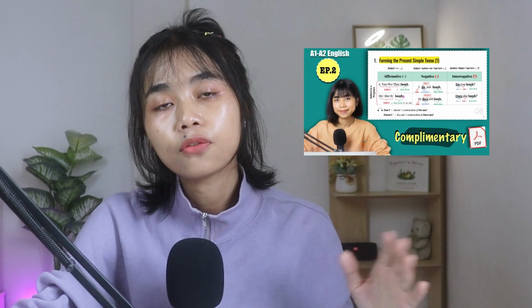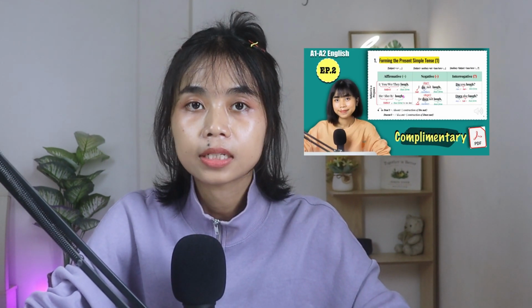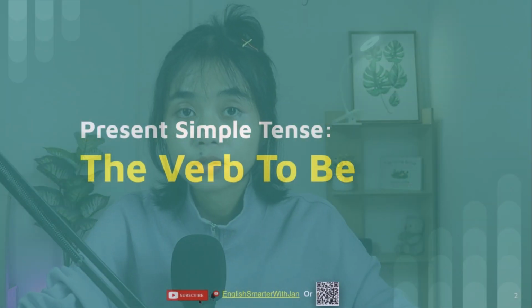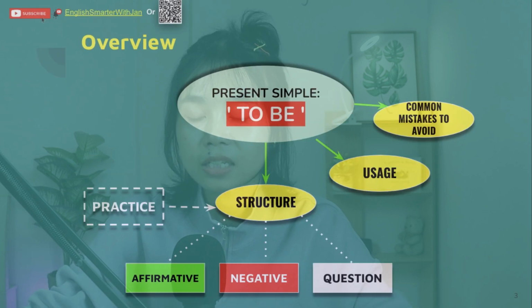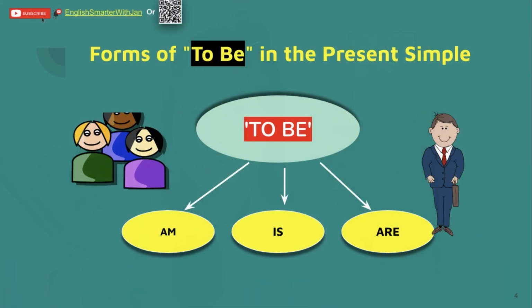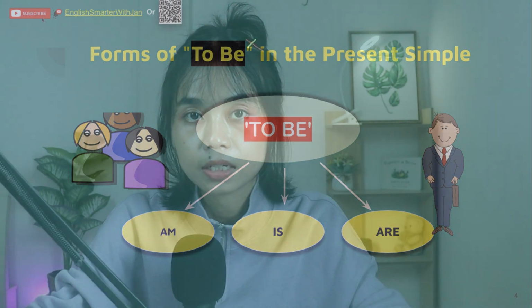In the previous section, we already covered the basics of the present simple tense with the verb to be. Today, we will delve into how to use the verb to be in the present simple tense. First, it is important for you to understand that there are three basic forms of the verb to be: am, is, and are, each of which will correspond to different subjects. You will find this out later in the following slides.